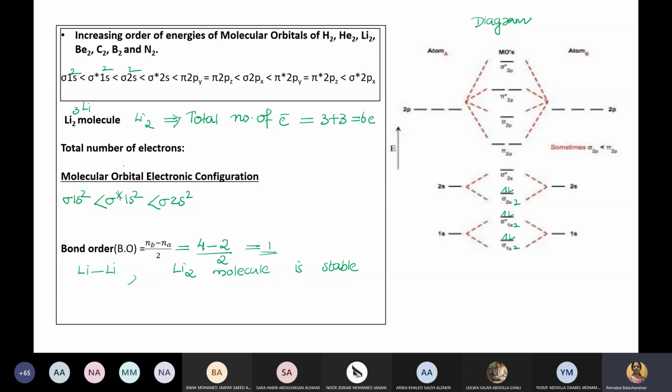Okay, next. Is there any unpaired electron? Is there any unpaired electron? All are paired. No unpaired electron.